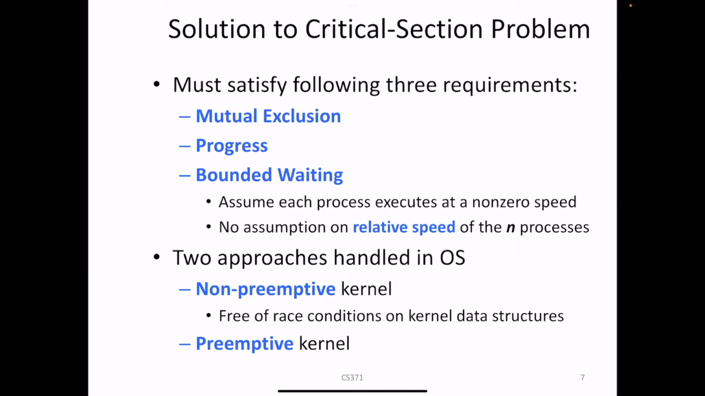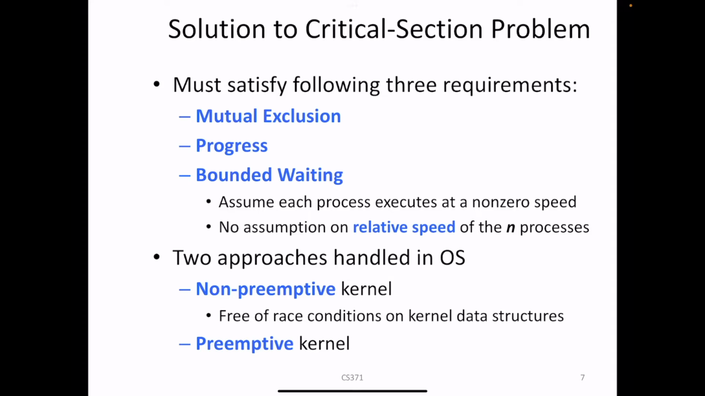The second requirement is progress. If currently no process is in its critical section, and a number of processes want to access their critical sections, deciding which process can enter may take a long time. However, the decision-making time cannot be indefinite, so it must be figured out within a limited time.